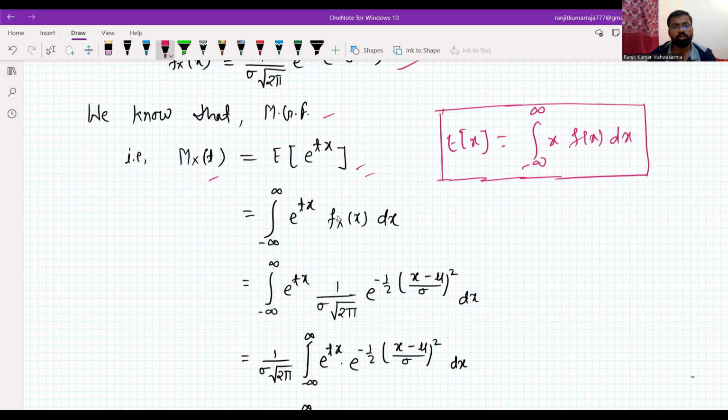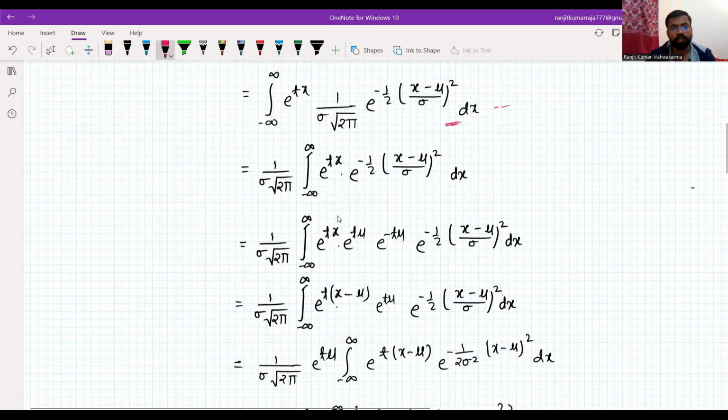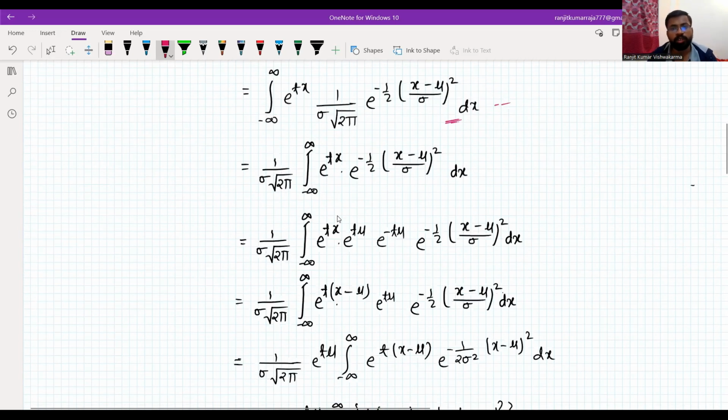So we will apply this formula here: the integral from minus infinity to infinity of e to the power tx f of x dx, and f of x is the normal distribution function. So I have put here the integral from minus infinity to infinity of e to the power tx times 1 divided by sigma root 2 pi, whatever the normal distribution function is. I have written it here. After solving this equation, line by line I'm trying to explain it to you.